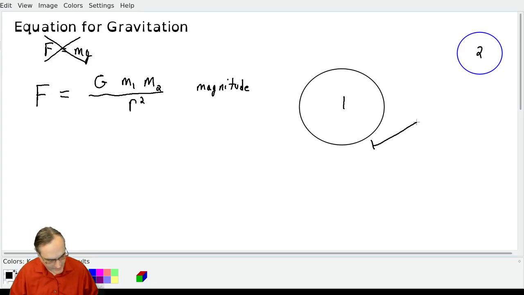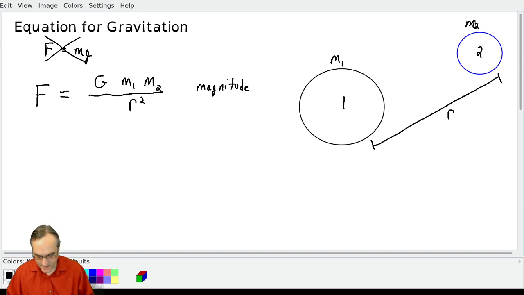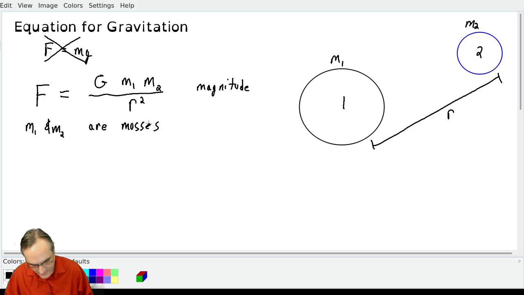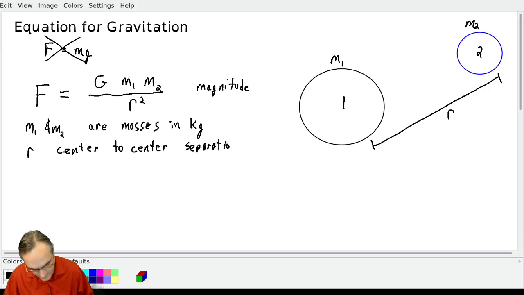Based on the distances between their centers r and the masses of each of these two objects, we can figure out what the force between the two objects will be. So m1 and m2 are masses in kilograms. Let's see, r is the center to center separation, and that would be in meters.